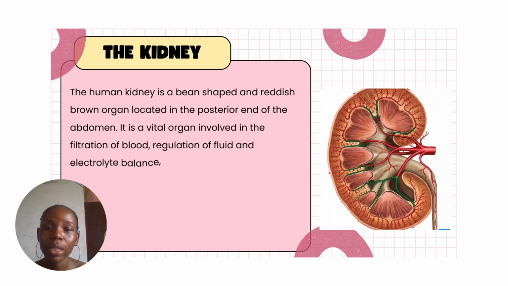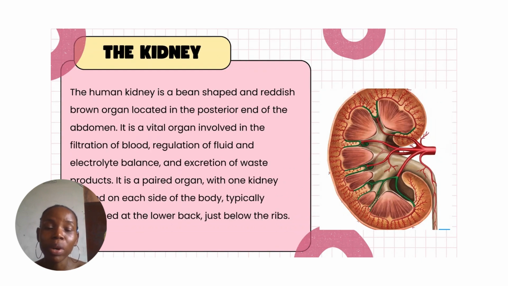Now let's take a look at the kidney itself. The human kidney is bean shaped, and it is reddish in color, and it is located at the posterior end of the abdomen. It is a very vital organ involved in the filtration of blood, regulation of fluid, and electrolyte balance. It is a paired organ with one kidney located on each side of the body, typically positioned at the lower back, just below the ribs. You can see the structure of the kidney on your screen.